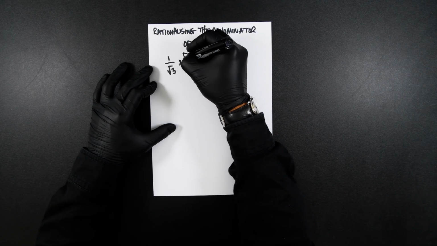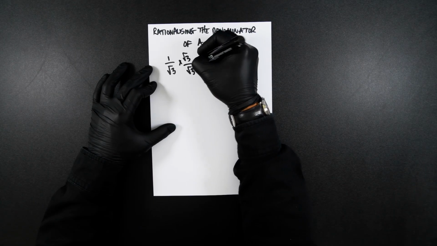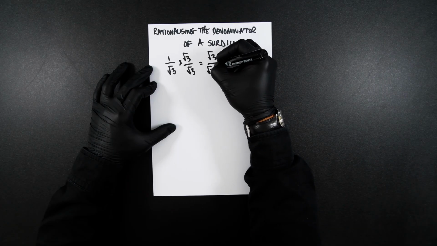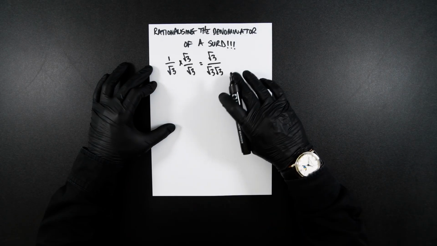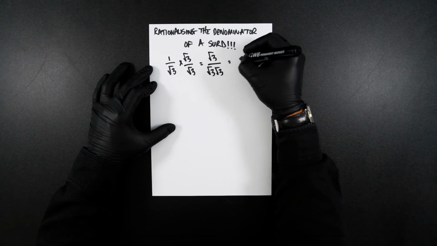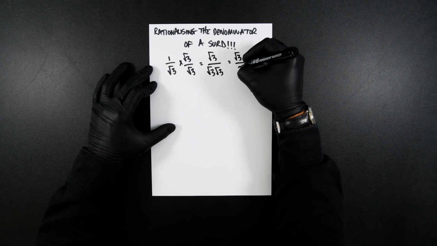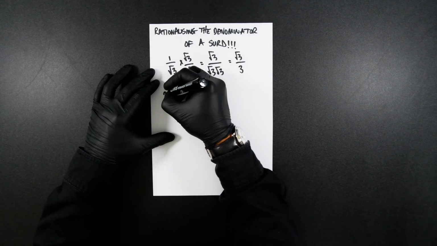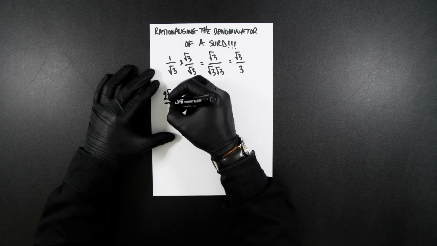So if we multiply this by root 3 over root 3, you're then going to get root 3 over root 3 root 3. These two multiplied by each other is just 3. So that means our final solution is root 3 over 3. What if we have a slightly more complex problem?